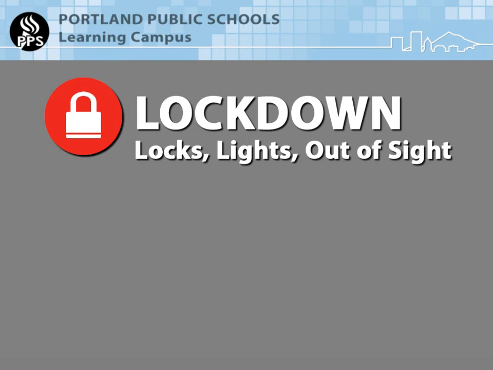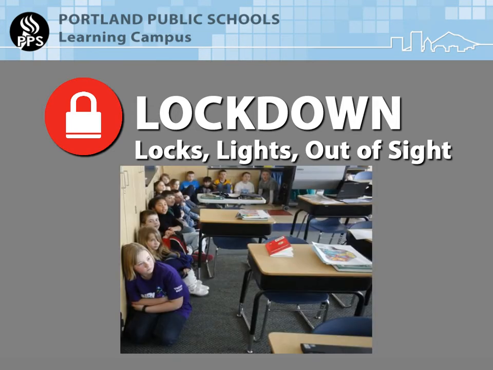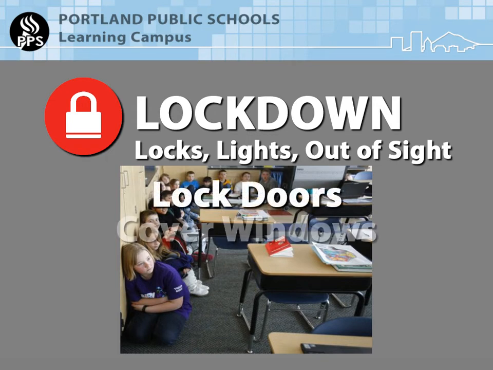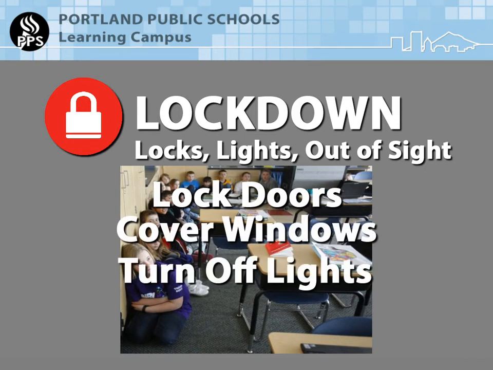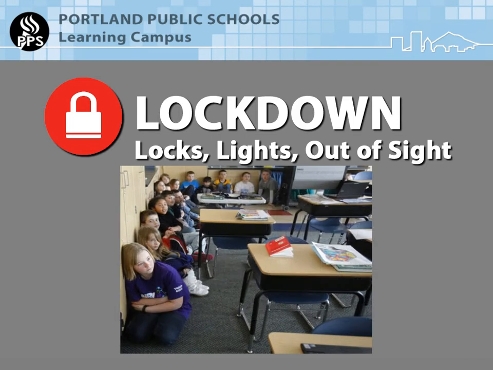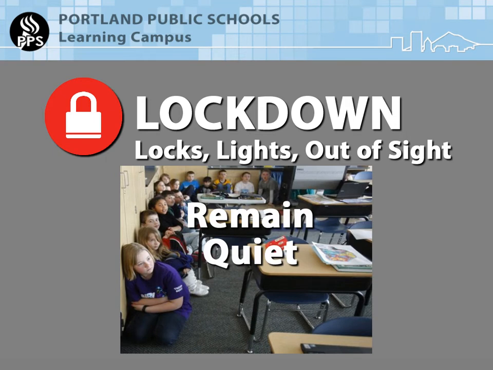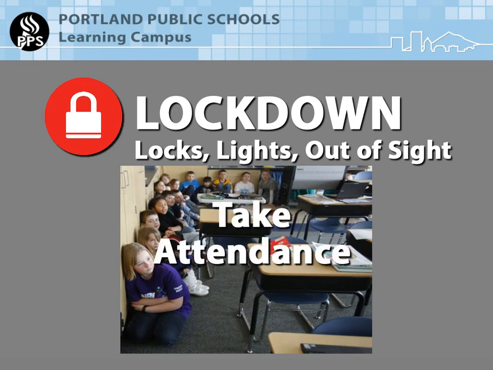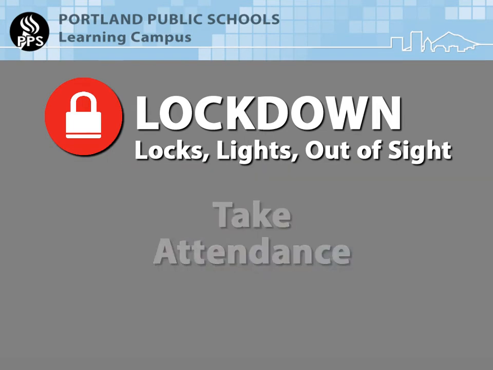When a lockdown, locks, lights, out of sight is activated, teachers should immediately admit students and adults in hallways into the classroom, lock the classroom door, move students away from the door, cover interior windows, turn off lights, silence cell phones, and remain quiet. Teachers should take attendance on the emergency attendance form, accounting for missing students or adults, and the additional students or adults who entered the classroom when the lockdown was called.